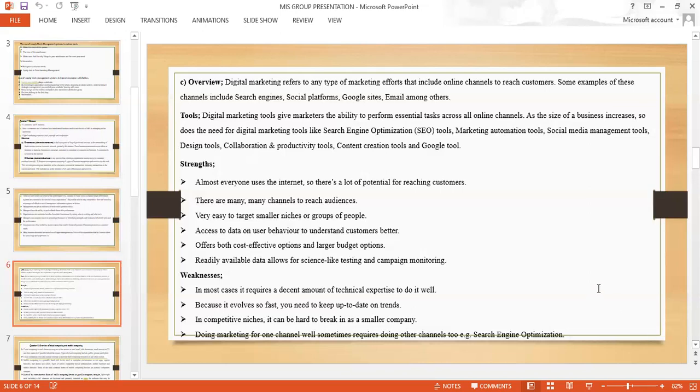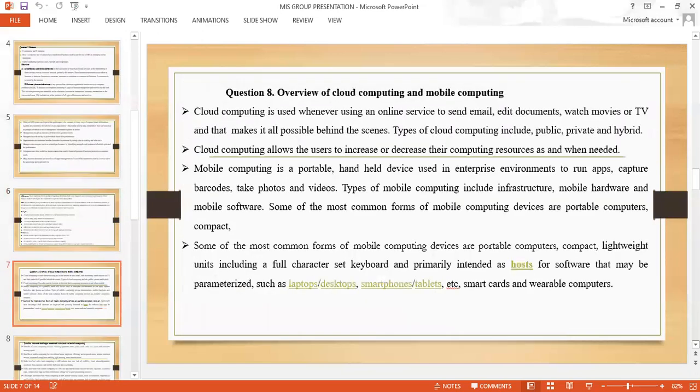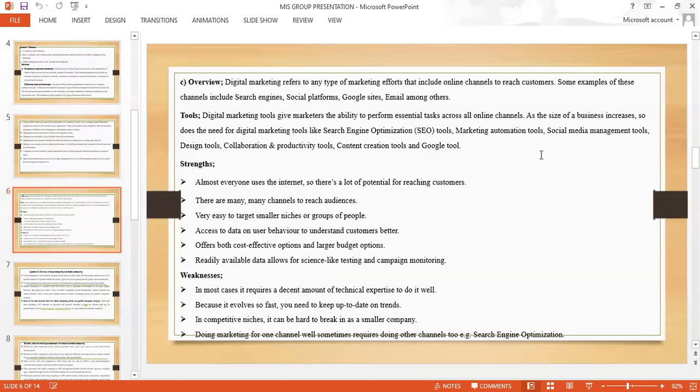Among the weaknesses, in most cases, it requires a decent amount of technical expertise to do it well. It also moves so fast. You need to keep up to date on the trends. In competitive niches, it can be hard to break in as a smaller company.